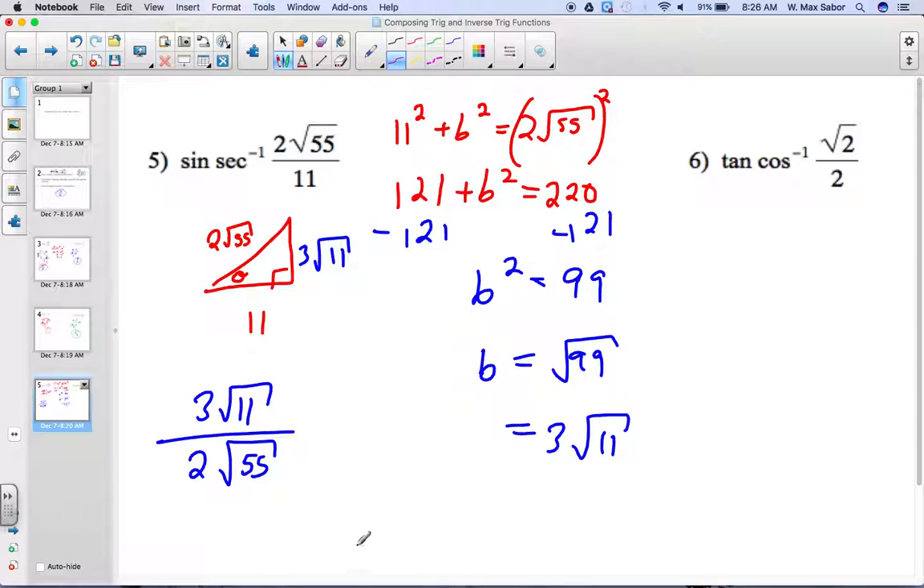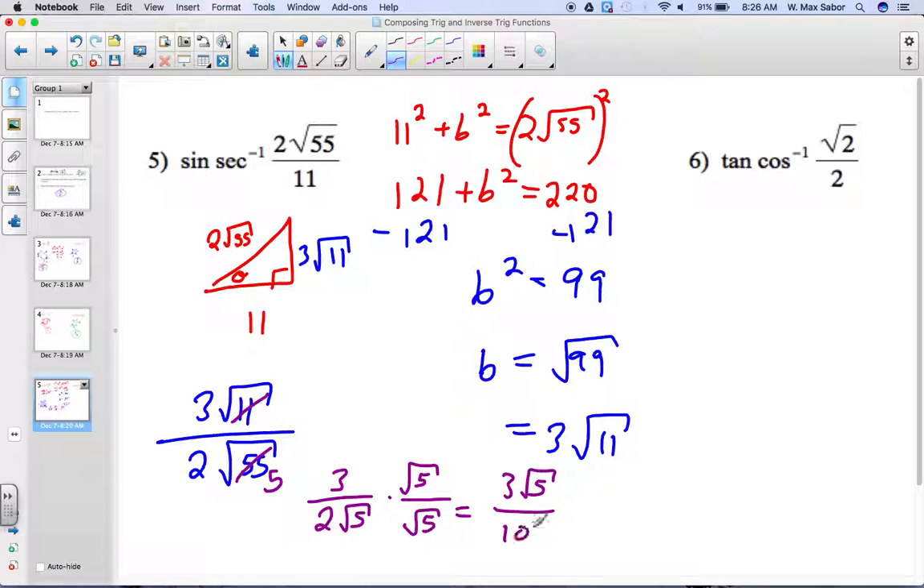Hopefully you recognize that that's not an acceptable final answer because of the denominator. I'm going to simplify these. I can divide two things that are both in the radical. So that gives me 3 over 2 square roots of 5. And then I rationalize it. 3 square roots of 5 over 10.